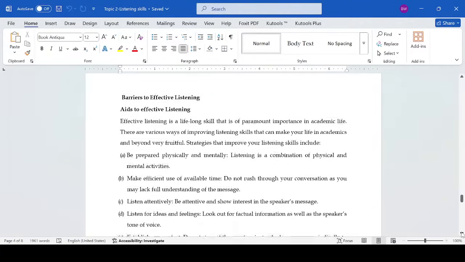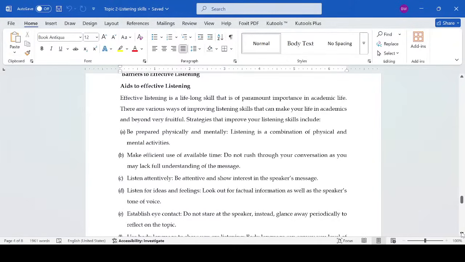It is important also that to be able to listen effectively, that you be physically and mentally prepared. How do you prepare physically? Physically, you prepare by having good health, being, let us say, well fed, or having had some meal, so that you are not actually distracted by the state of your hunger or something like that.